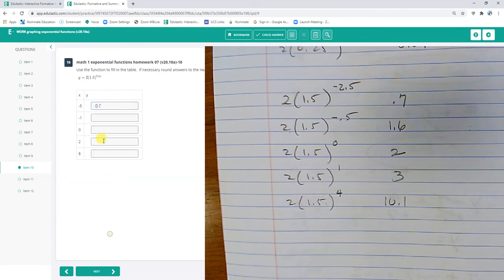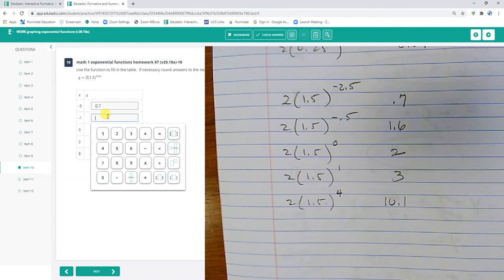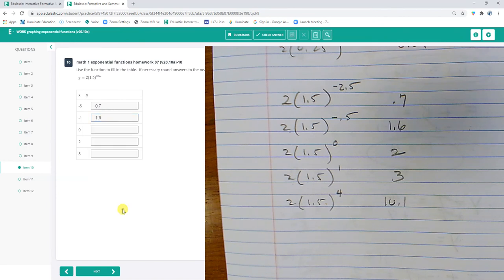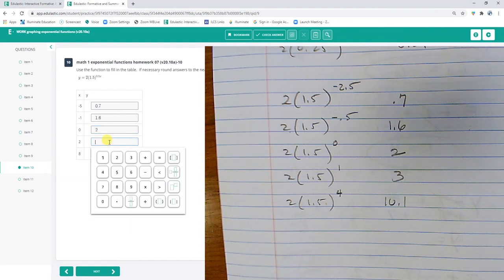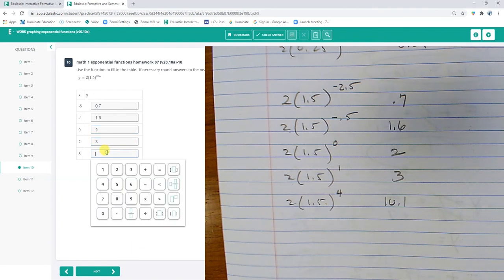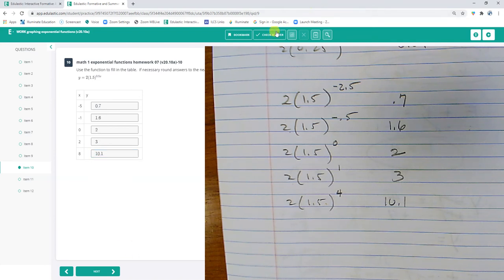0.7, 1.6, 2, 3, 10.1. Answers look good. Let's graph it.